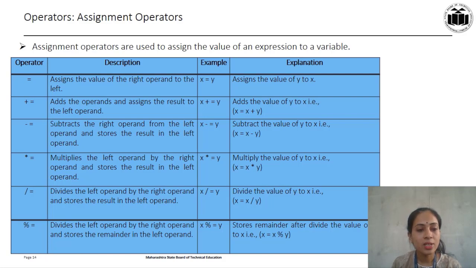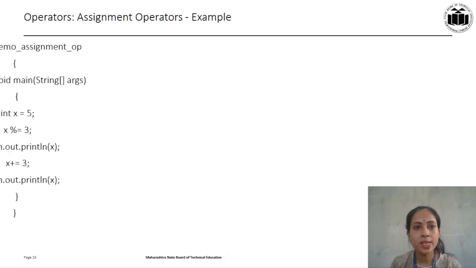Our next is modulo equal to. It divides the left operand by the right operand and stores the remainder in the left operand. So, for example, x %= y, which is equivalent to x = x % y, saves your result in variable x. While performing the assignment operators, you have to always remember that whatever the operation performed, your result is stored in the left operand. Let us take the example.